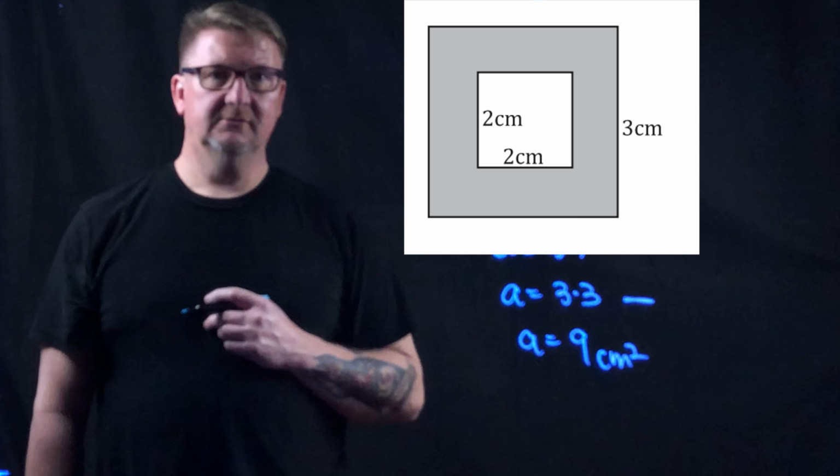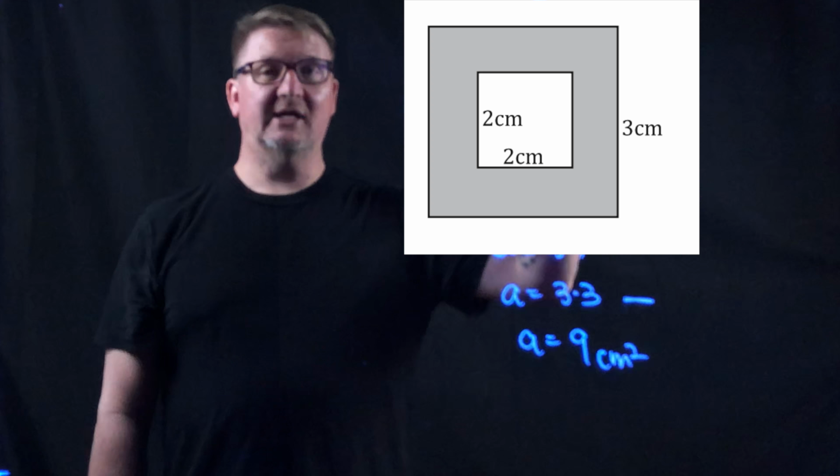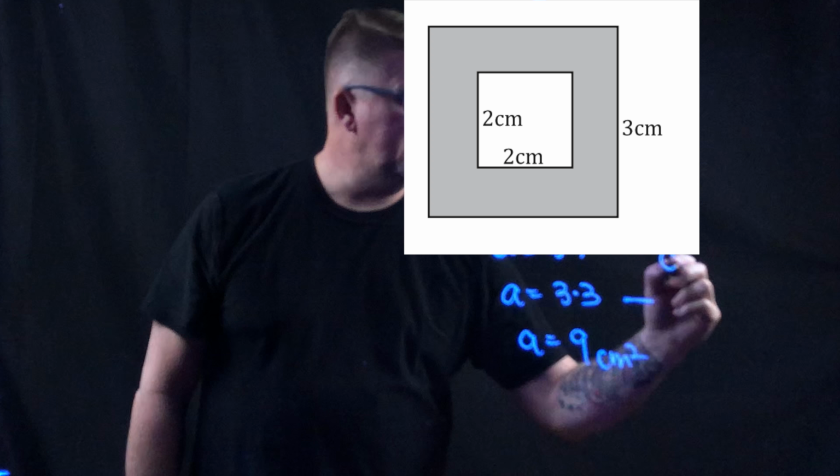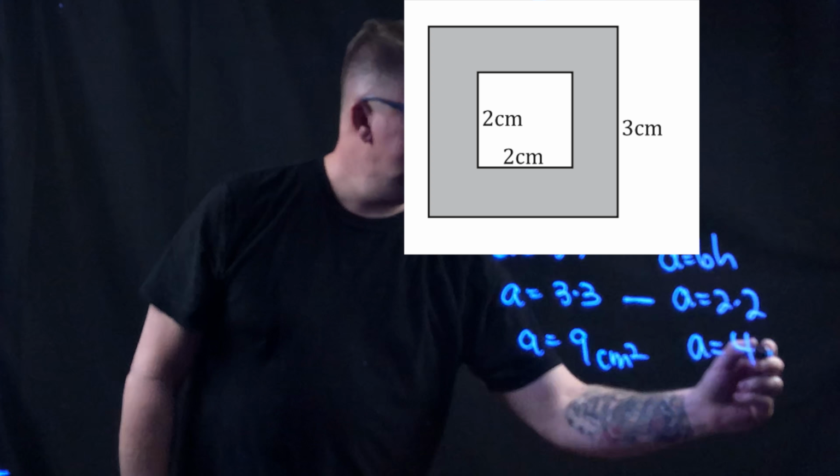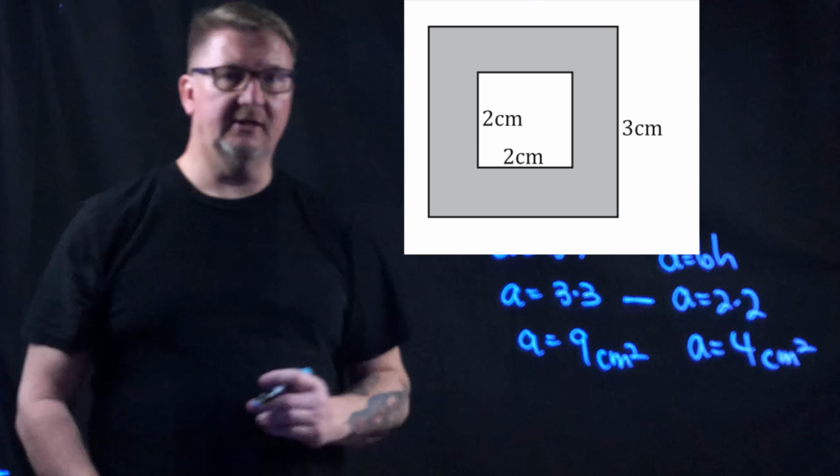So my area of the big square is 9 centimeters squared. But I'm going to subtract that. Well, I'm going to subtract the area of the smaller square from it. So area equals base times height. My dimensions are area equals 2 times 2. That tells me the area of that smaller square is 4 centimeters squared.